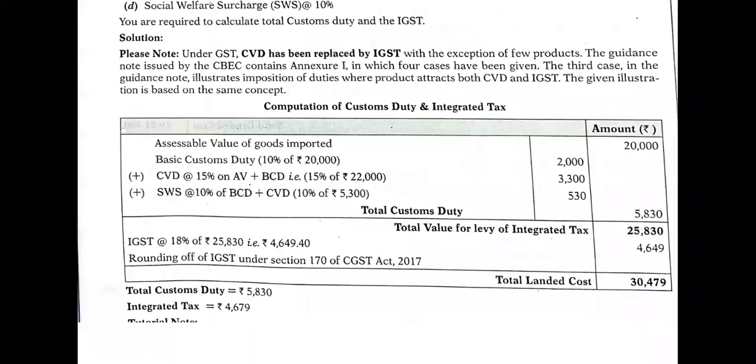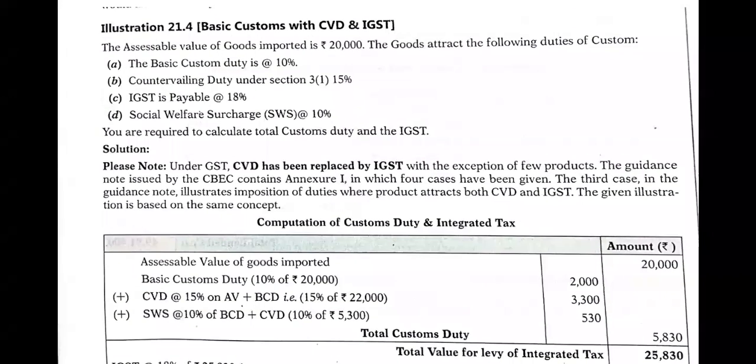Let us see one more problem. The assessable value of the goods imported is rupees 20,000. The goods attract the following duties of custom. Basic custom duty is 10%. Countervailing duty under section 3 subsection 1 is 15%. IGST is payable at 18%. Social welfare charge at 10%. Now you are required to calculate total custom duty and the IGST. Okay, we need to calculate total custom duty and IGST.